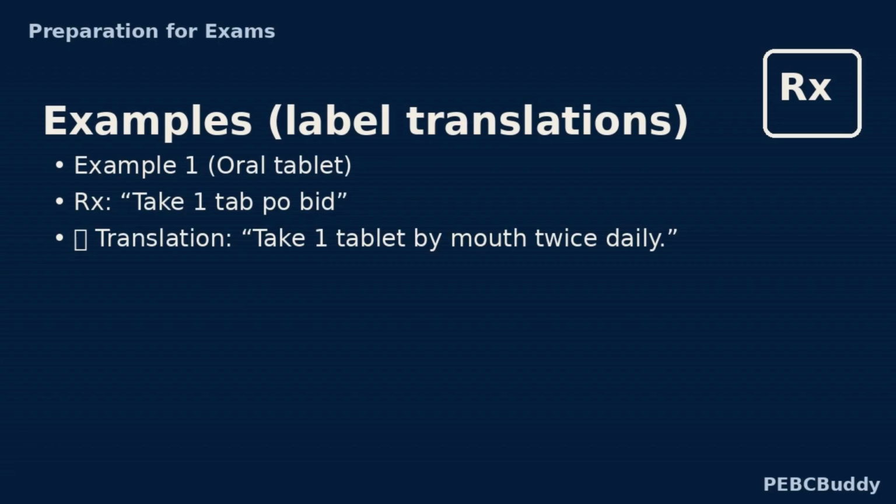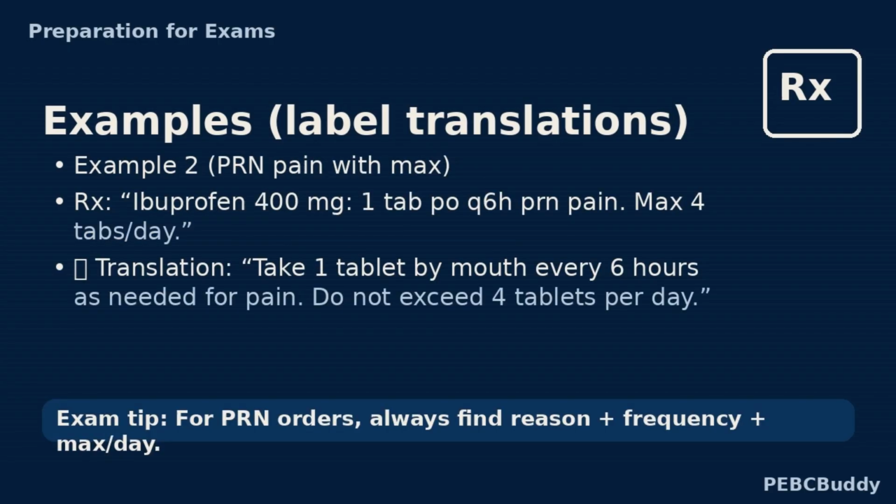Example 1 is a classic oral tablet direction. Take 1 tab PO BID. Let's decode it using the method. Dose is 1 tablet. Route is by mouth. And frequency is twice daily. Final label translation. Take 1 tablet by mouth twice daily. Simple, clean, and exactly what exam-style questions expect.